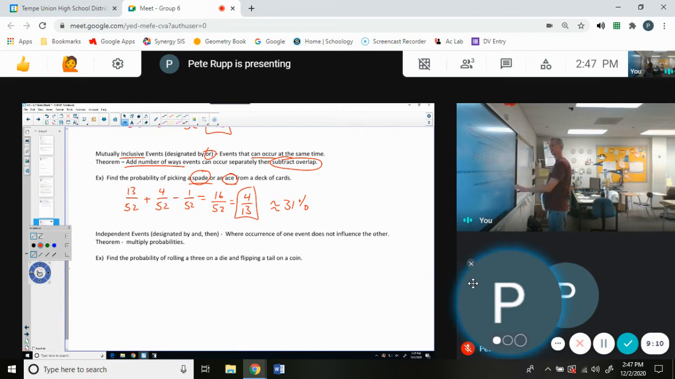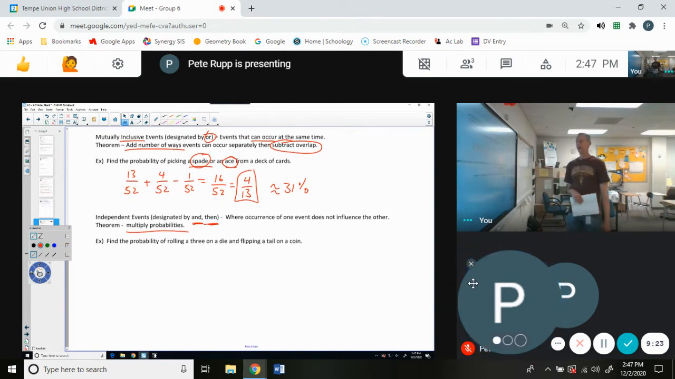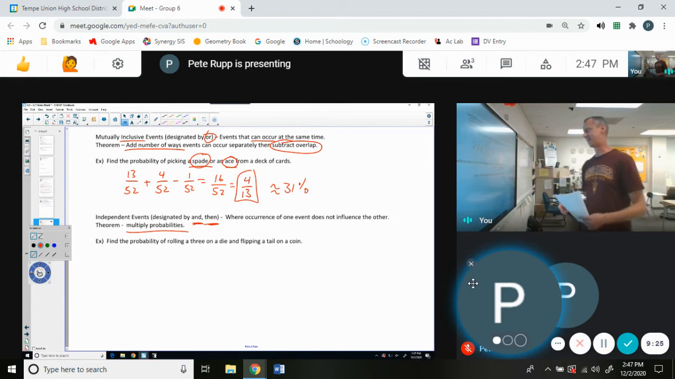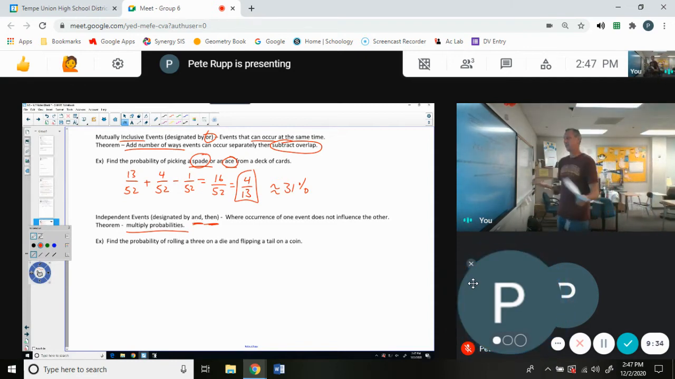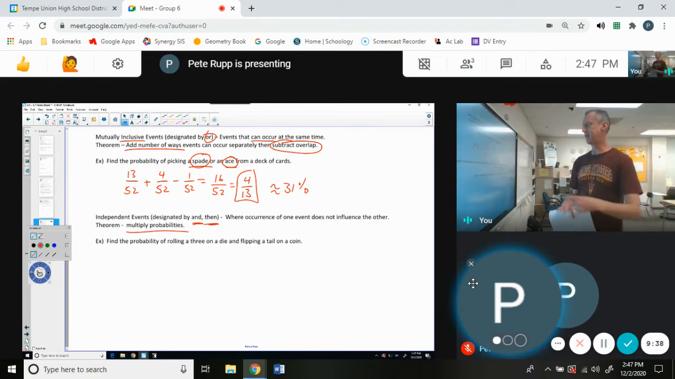Okay, independent events, designated by "and" or "then," are where the occurrence of one event does not influence the other, and you're going to multiply the probabilities. If you go to Vegas, they're really good at manipulating people's perspectives of probability. There's an interesting game called roulette, where you put a marble on a table and you spin, and you can bet on all kinds of different things.